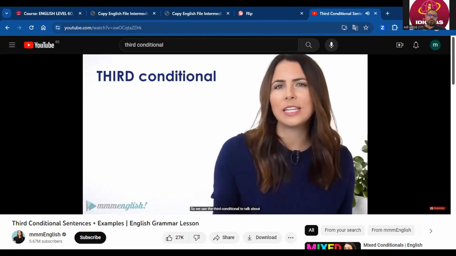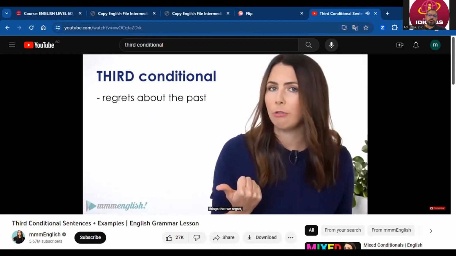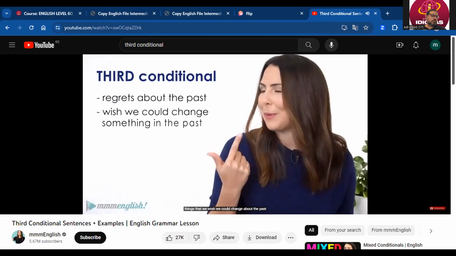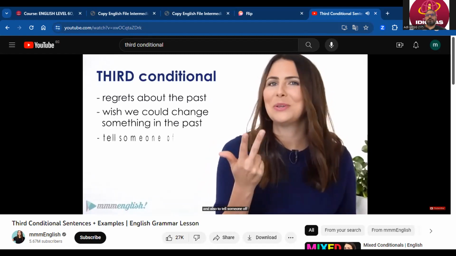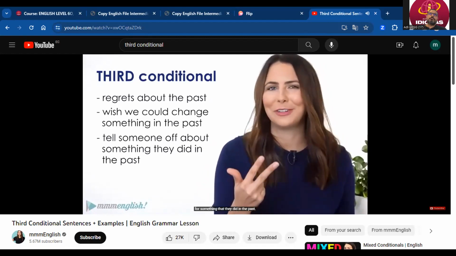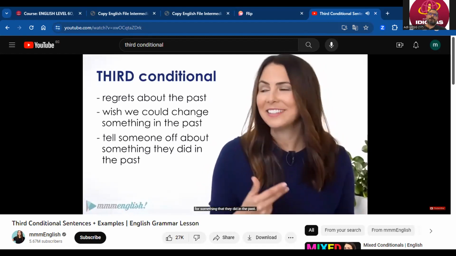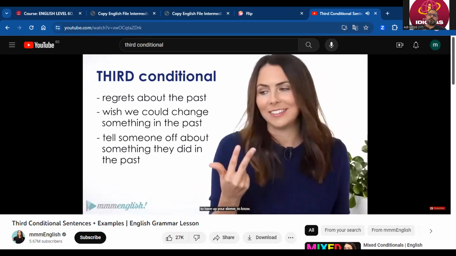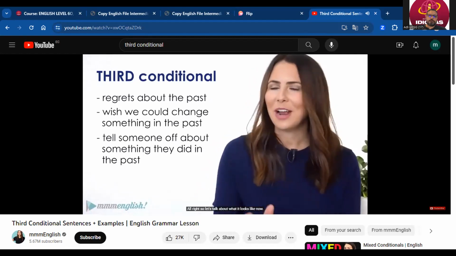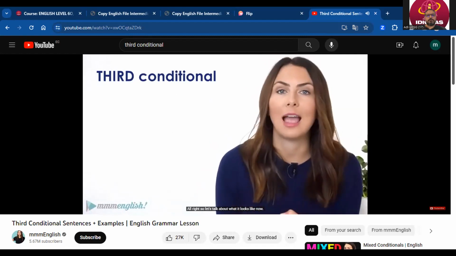So we use the third conditional to talk about things that we regret, things that we wish we could change about the past, and also to tell someone off for something that they did in the past. So it's pretty useful, right? It's a really handy structure to have up your sleeve or to know. All right, so let's talk about what it looks like now.